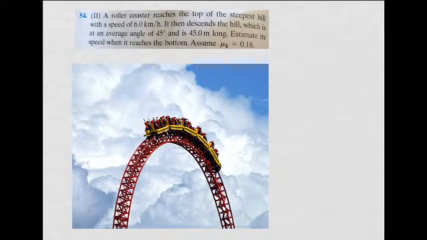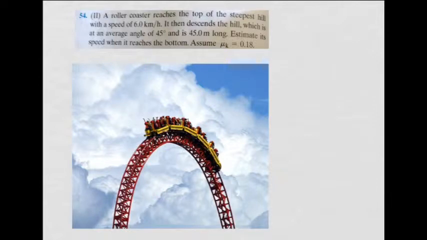Hello everybody, I'm Anthony. Today we'll be addressing this problem. A roller coaster reaches the top of the steepest hill with a speed of 6 kilometers per hour. It then descends the hill, which is at an average angle of 45 degrees and is 45 meters long. Estimate its speed when it reaches the bottom. Assume that mu k is 0.18.